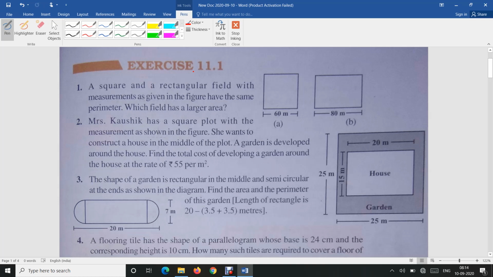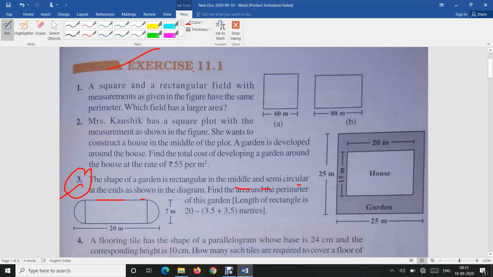This is your mathematics class and today's video is again on mensuration. As you know, we did two questions of exercise 11.1 and today we will start with question number 3 of the same exercise. See what question number 3 is saying. Question number 3 is saying that the shape of a garden is rectangular in the middle and semicircular at the ends as shown in the diagram.